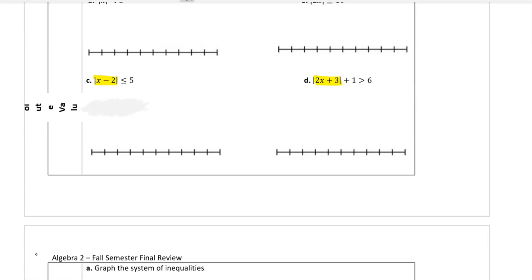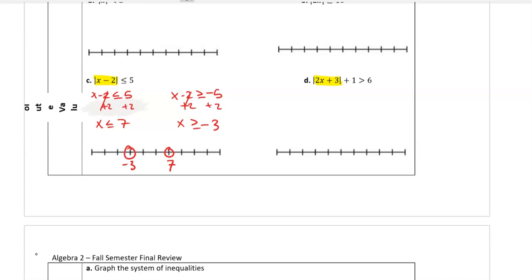So the absolute value is already by itself on the left side. So we would go right into our positive 5 and flip the sign. And now we have our negative 5. All right, then we can solve by adding 2 to the other side. Now we have x is less than or equal to 7, and x is greater than or equal to negative 3. Now we put those numbers on our number line.